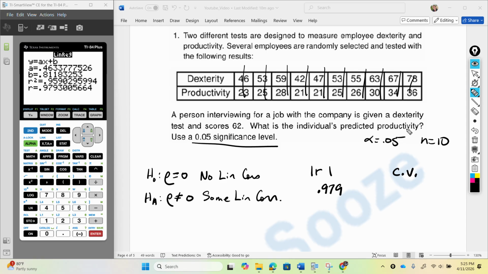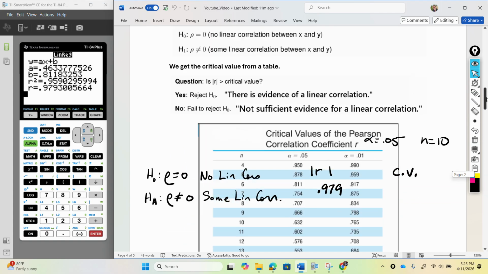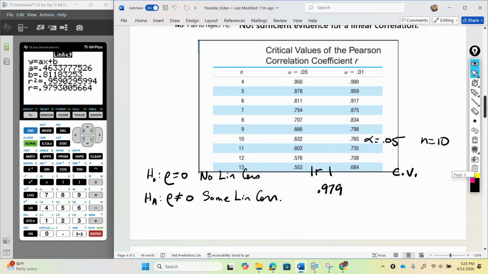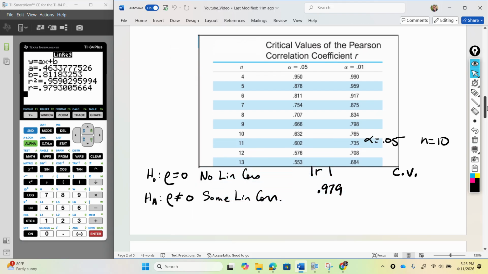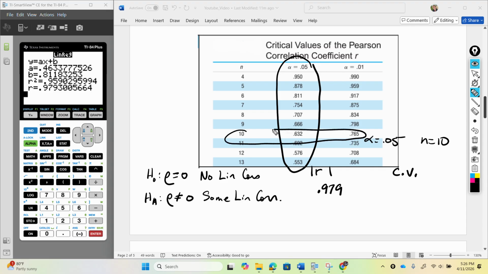Okay, so I'm going to get my critical value now from that. I have to use a chart. Okay, so alpha is equal to 0.05, so I'm going to circle this column. And n is equal to 10. That's my number of pairs. And we see here that they intersect at 0.632.